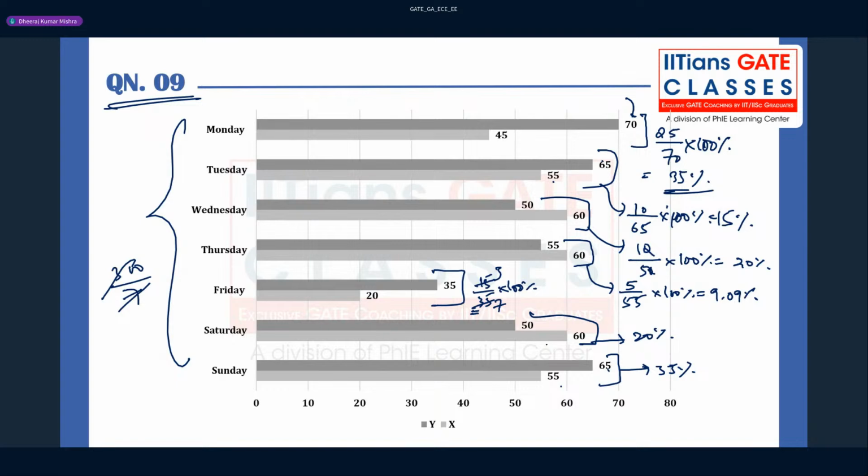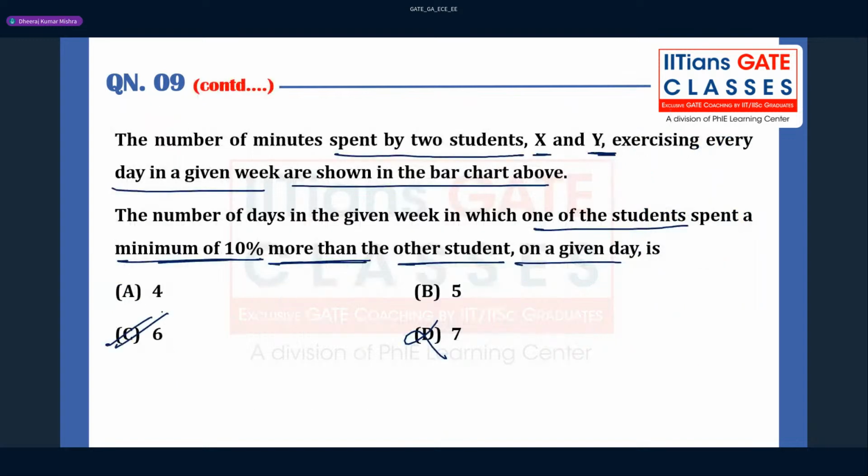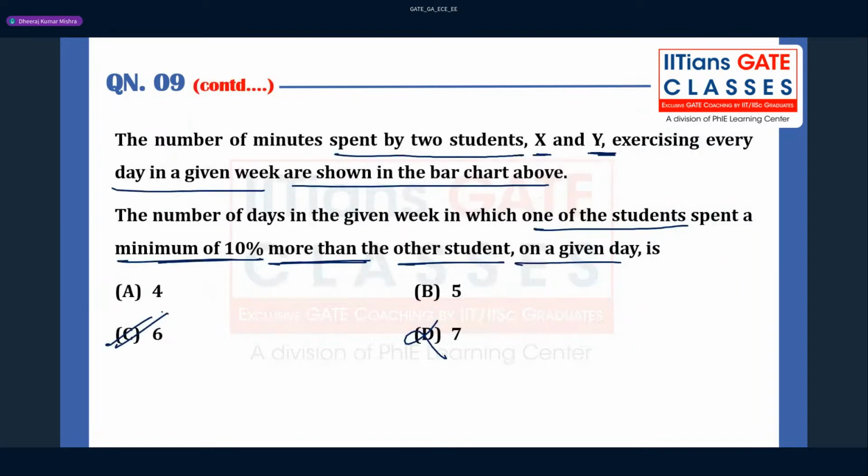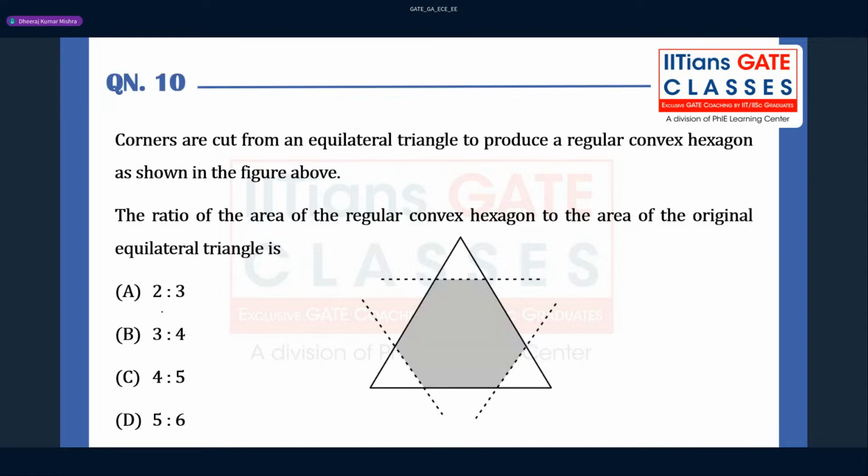So which option can be correct here, guys? Only one day is there where both are studying less than 10%, but the others are fine, right? So this is a very simple question, simple calculation. Now the question number 10. Maximum you have to give 15 to 20 minutes to solve all the questions, guys. Since I'm explaining to you, I might take time, but most of the time I don't take, right?